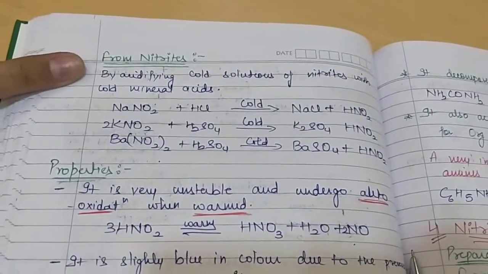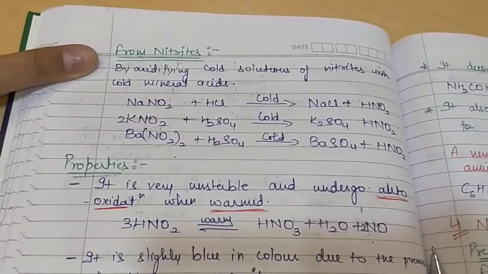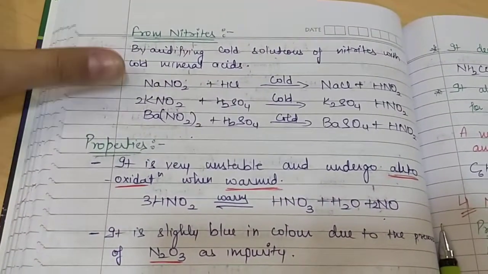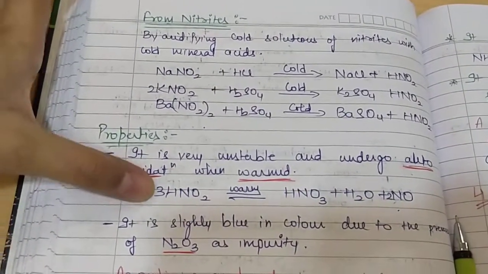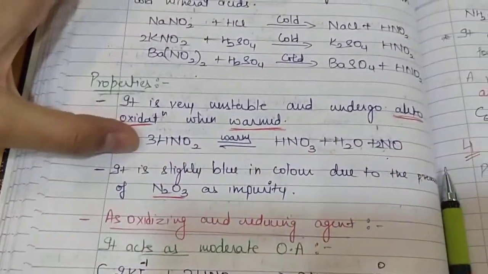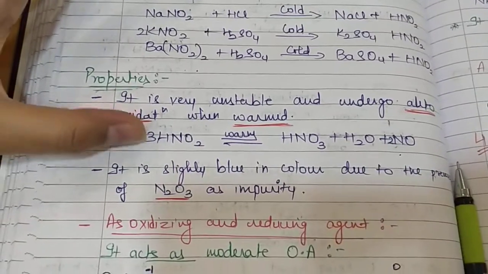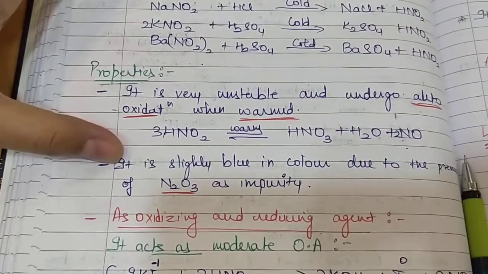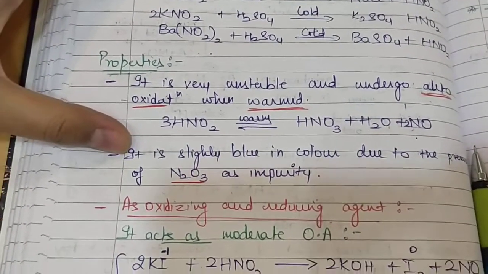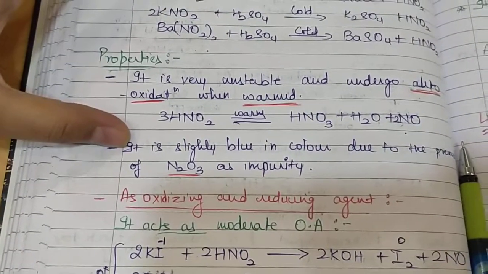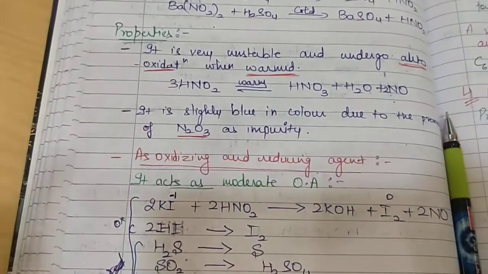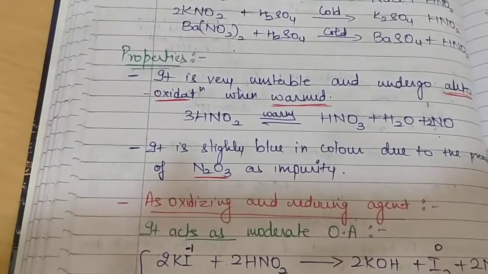Coming to the properties, it is very unstable and undergoes auto-oxidation when warmed, getting converted to nitric acid, which is the only stable acid out of the oxo acids of nitrogen. In general it should be colorless, but it becomes slightly blue in color due to the presence of impurity.